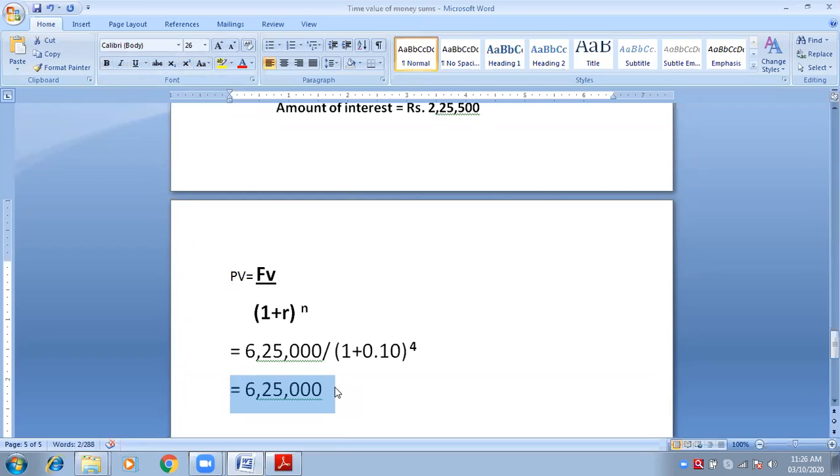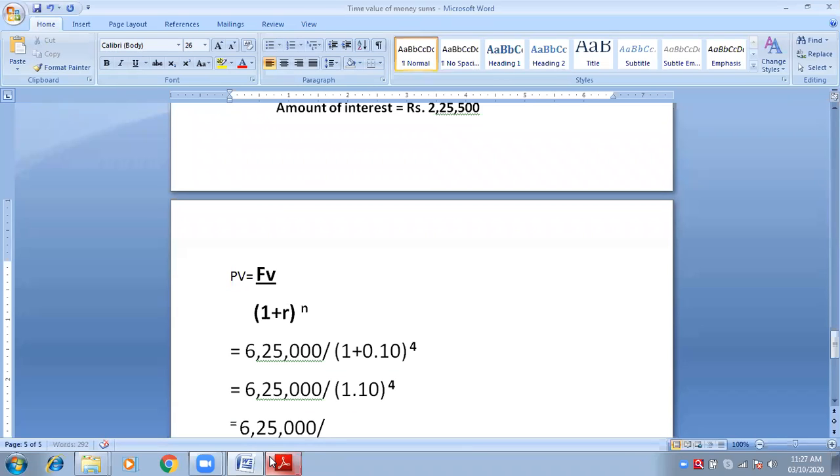Now we will solve the bracket first. Divided by, in the bracket 1 plus 0.10. What is the answer in the bracket? 1.10, raised to 4. Very good. And what is the next step? You have to use the calculator: 1.10 raised to 4 is 1.46.